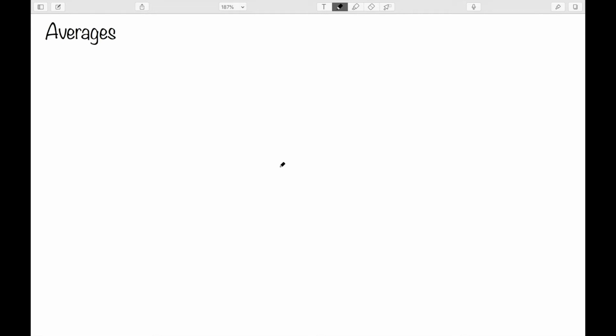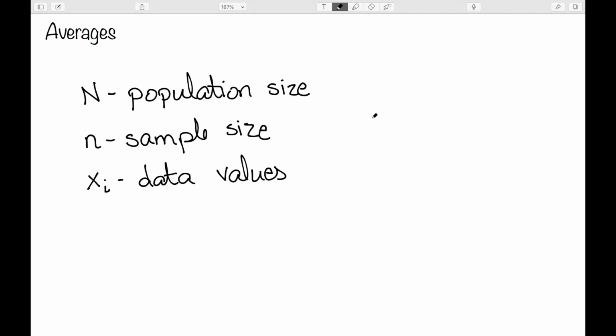So far, we've been looking at probability distributions, and now I want to move into statistics and finding things like the average of a set of numbers rather than a distribution. And before I start, I want to look at some symbols and notations that we're going to use. I'm going to let capital N be my population size, little n be my sample size, and xi represent my variables and my data values.